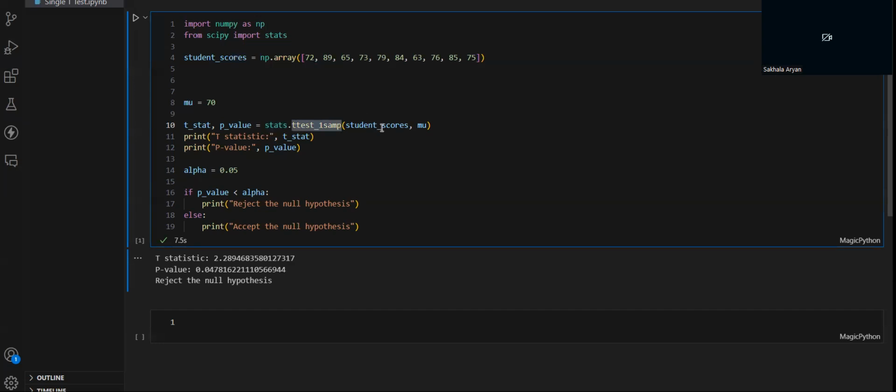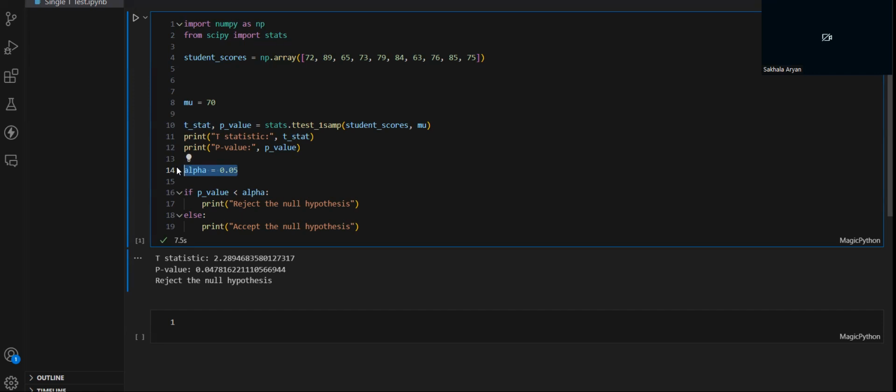This is what you pass: the student scores and the mean value. You pass this array, which is basically the scores of all the students, and your mean value. It will return two things, t-stat and p-value. As I told you, mostly the value chosen for alpha is 0.05 or 5%.